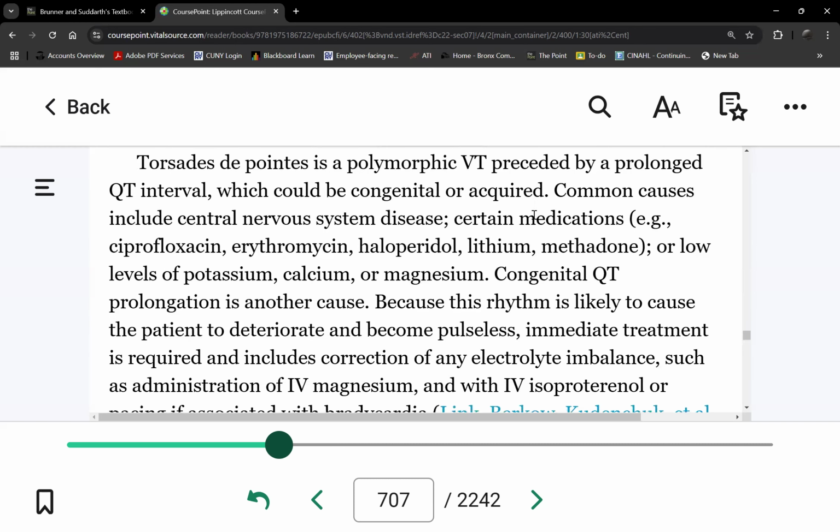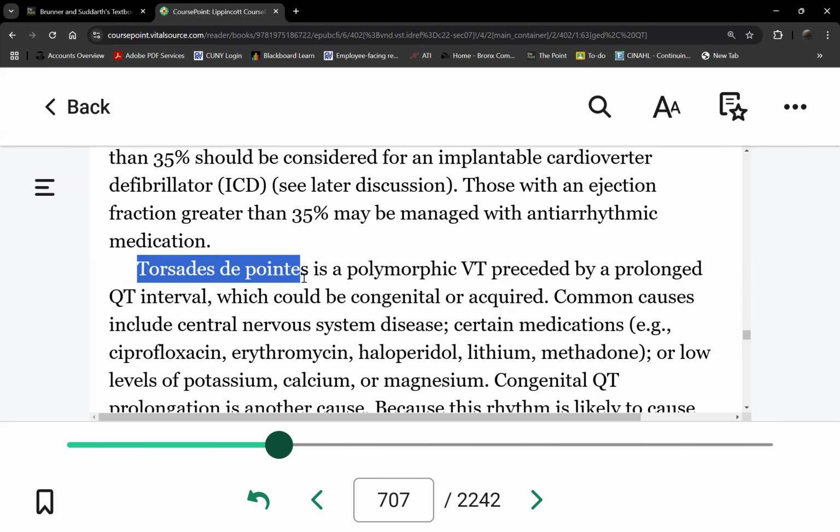We'll skip torsade de pointes. This is a form of VTAC. However, this one has a, let me show you what it looks like. It looks like a twisted pretzel.